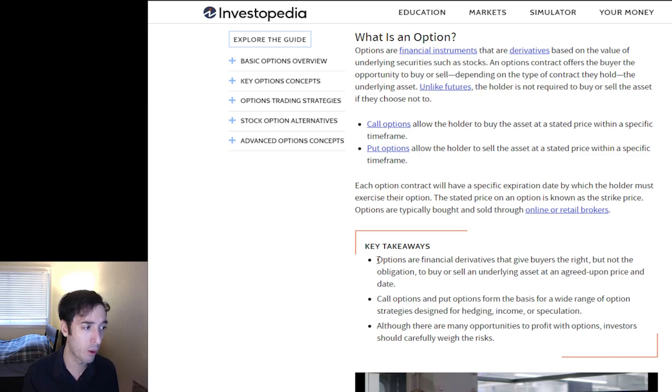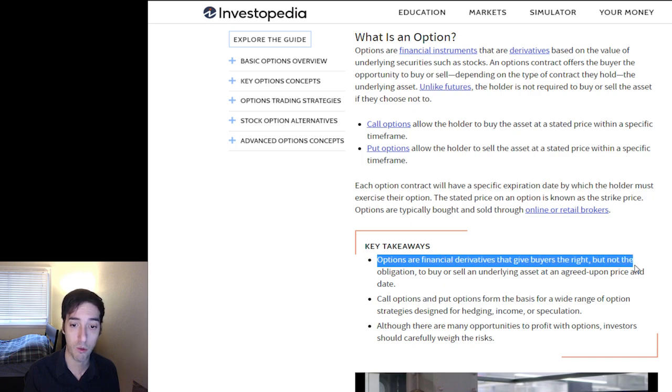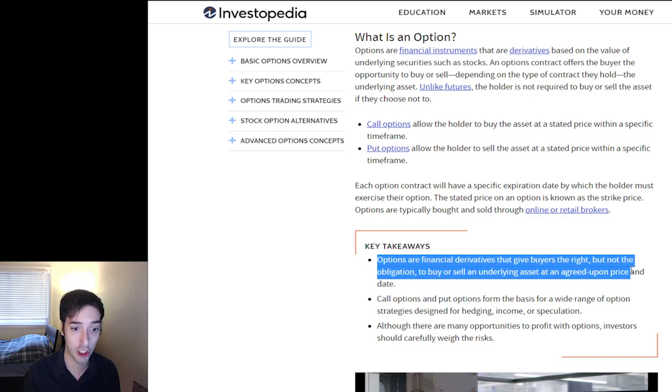So let's get started. What I want you to take a look at is the key takeaway. Options are financial derivatives that give buyers the right but not the obligation to buy or sell an underlying asset at an agreed upon price and date. So what is going on here?